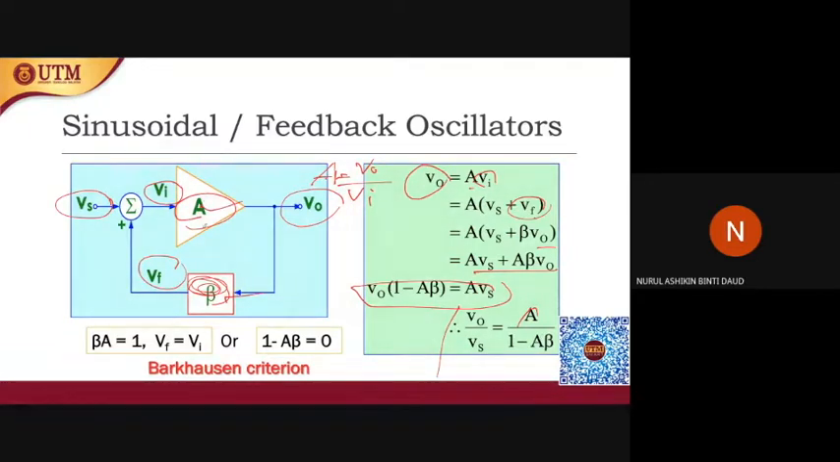Usually this value is given to you, or you can find it inside the circuit. So from here, you can calculate the value of the output and the ratio between the output and the source.